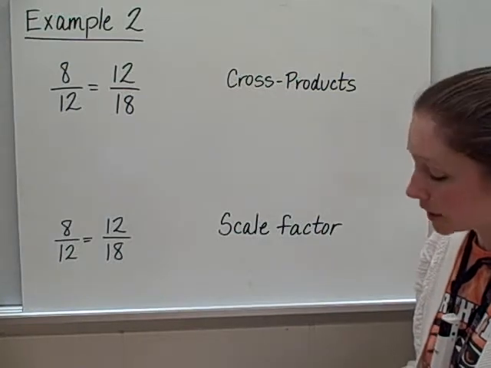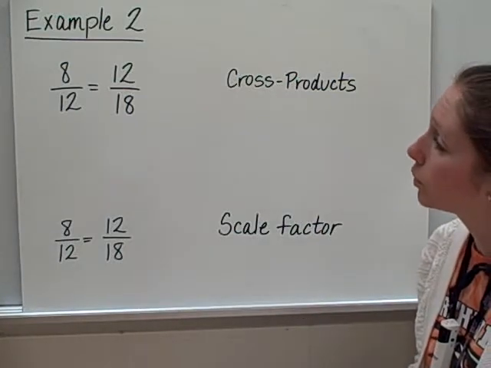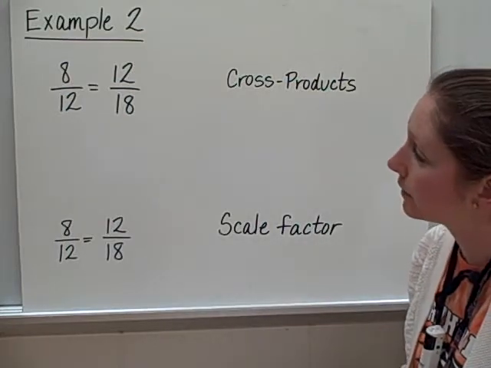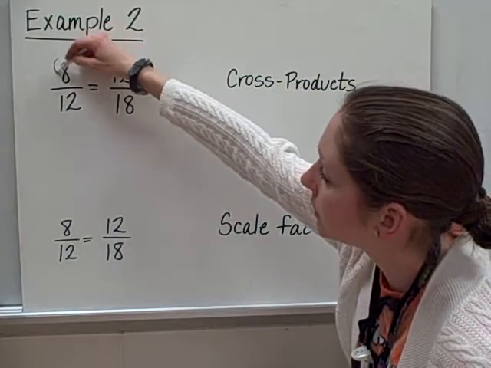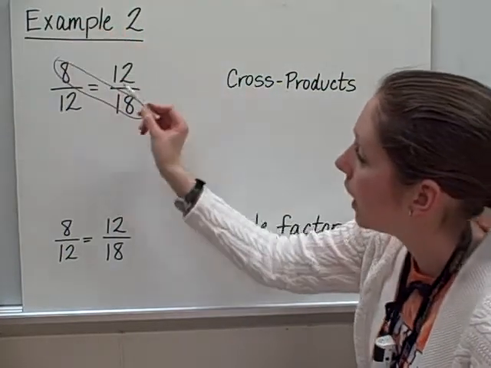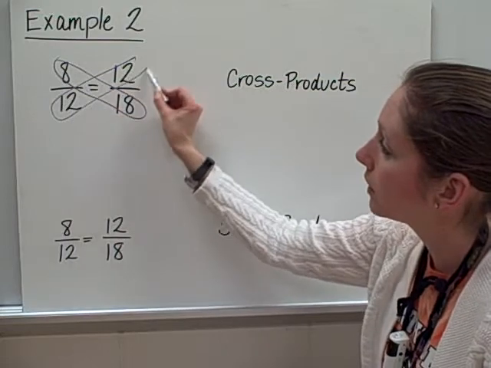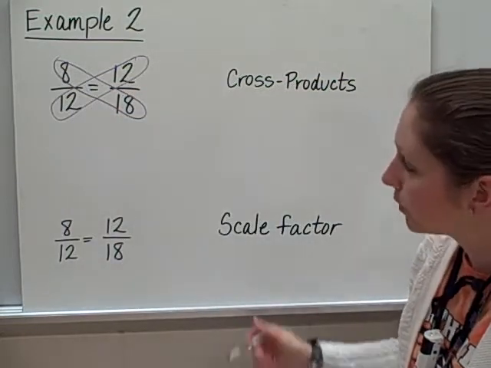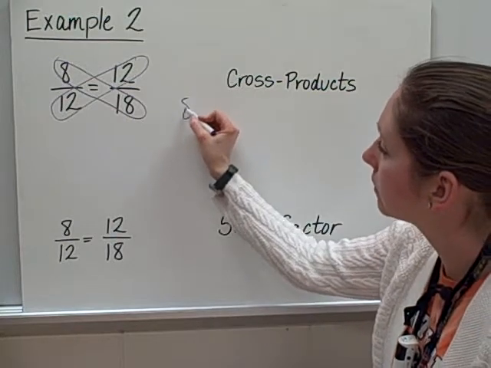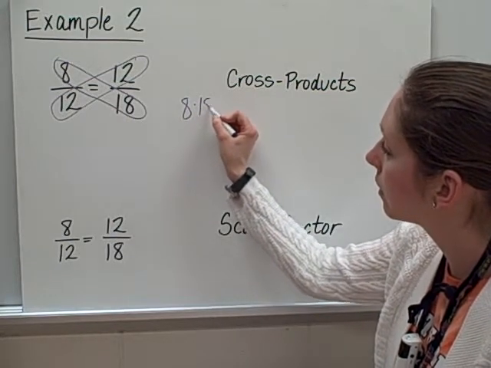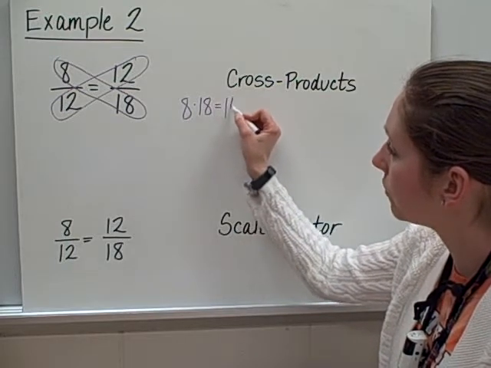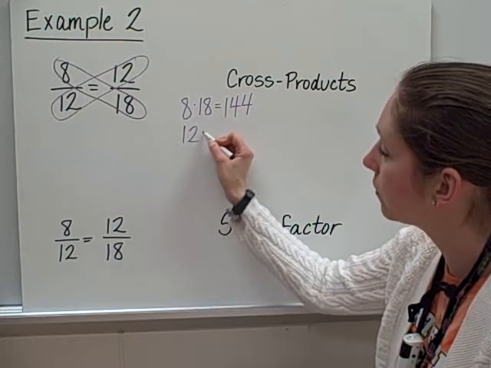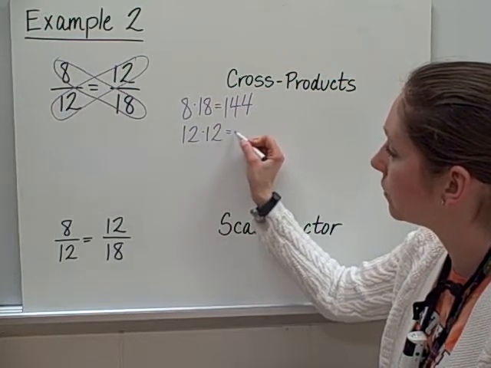Okay, here's another example of how to test a proportion. So again, cross products and scale factor. Let's talk a little bit about that again. If I do 8 times 18 and 12 times 12, if this is a true proportion, I should get the same number. And I do. If I multiply 8 times 18, I get 144. And if I multiply 12 times 12, I also get 144.